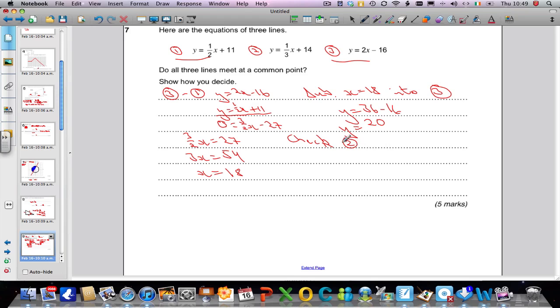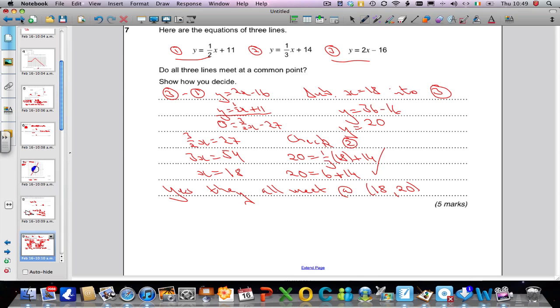Right, so substituting x equal to 18 and y equal to 20 in here, we get 20 should be equal to 1/3 times x, which is 18, plus 14. So 20 should be equal to 6 plus 14, and 6 plus 14 is 20. So yes, that works. So yes, they all meet at the point 18, 20.